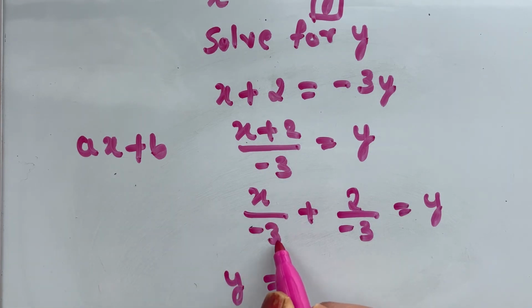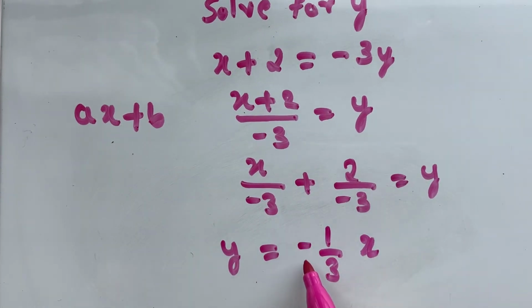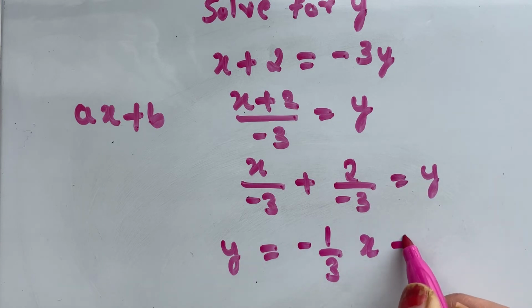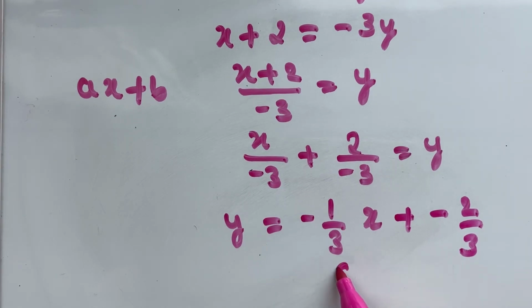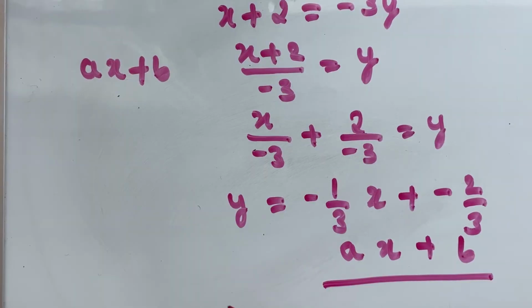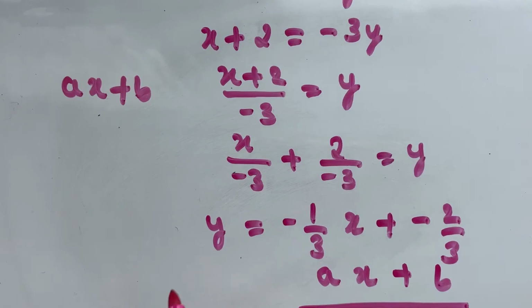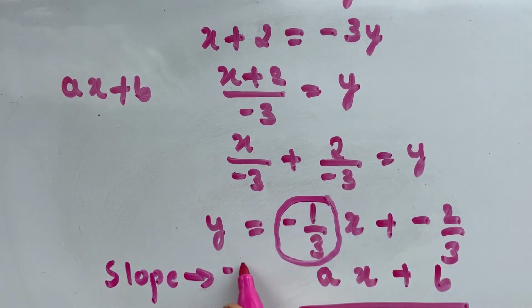So this x divided by negative 3 can be written as negative 1 over 3 times x, ax. Negative 1 over 3 times x plus negative 2 over 3. So now this is in the form of ax plus b, where a is negative 1 over 3 and b is negative 2 over 3. It means our inverse relation is linear with slope negative 1 over 3.